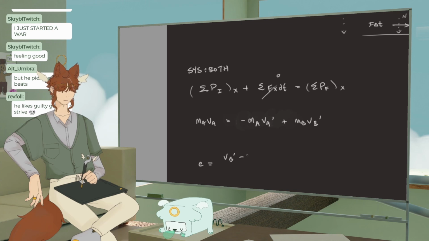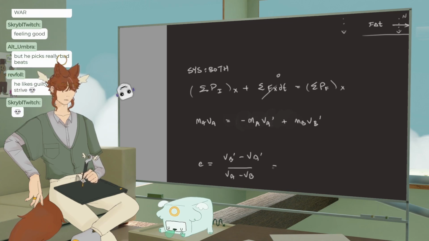I think it's VB prime minus VA prime over VA minus VB. I think this is what I'm going with.